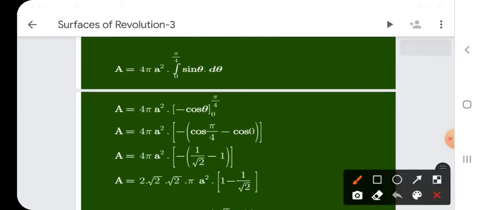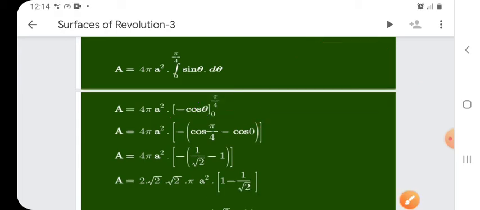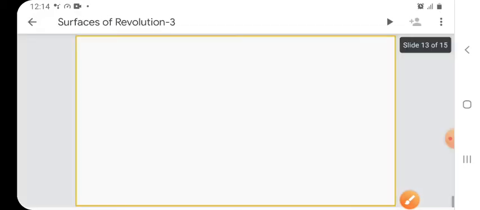Now what is the integration of sin theta? Minus cos theta. And limits are 0, pi by 4. First I substitute cos pi by 4 minus, next I substitute 0. Cos pi by 4 is 1 by root 2 and cos 0 is 1. Now I multiply with minus, so we get minus 1 by root 2 into minus plus 1. For this I write 1 minus 1 by root 2. Okay, is it clear?